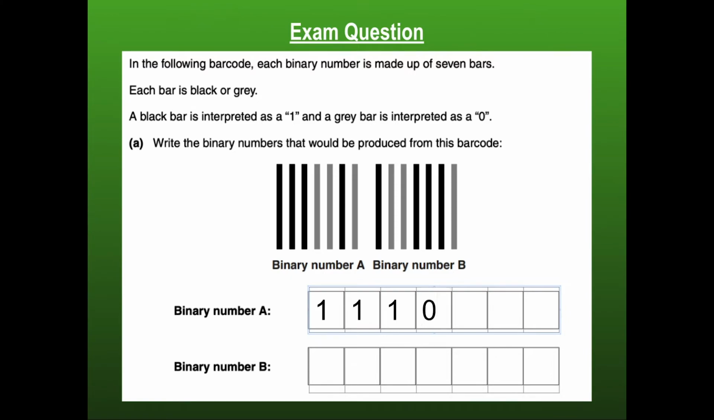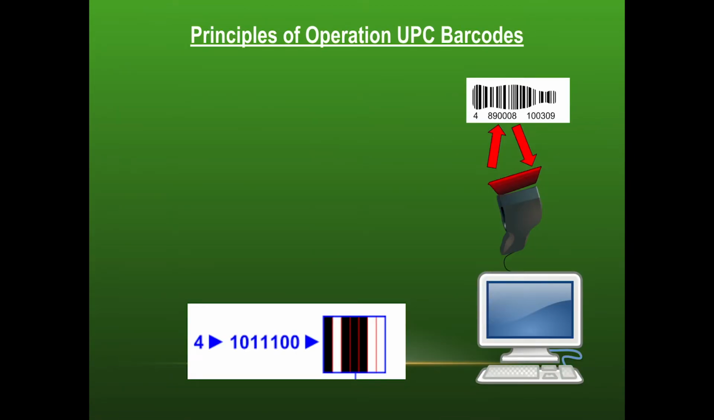Then a 0 for light. Next one, a 0 again for light. The next one is dark, so a 1. And lastly, a light one, so a 0. And that is the bit pattern for binary A. You can pause the video if you want and do the next one yourself quickly. And then we'll put it in, so it's going dark, light, light, dark, dark, dark, light. No problem, easy marks.